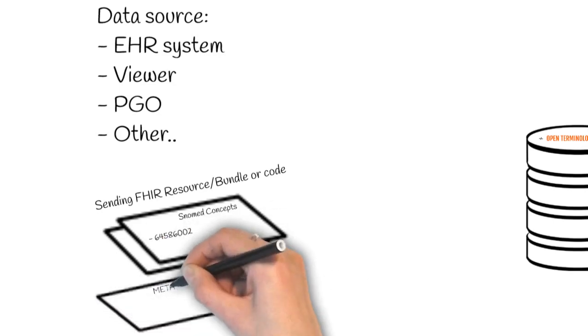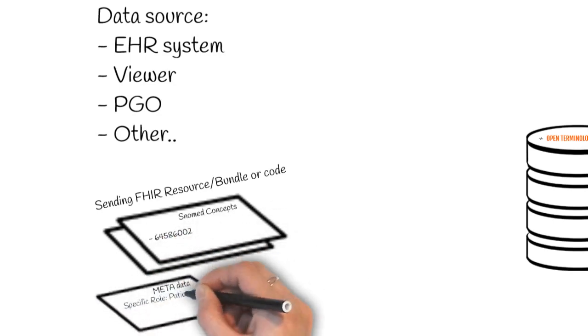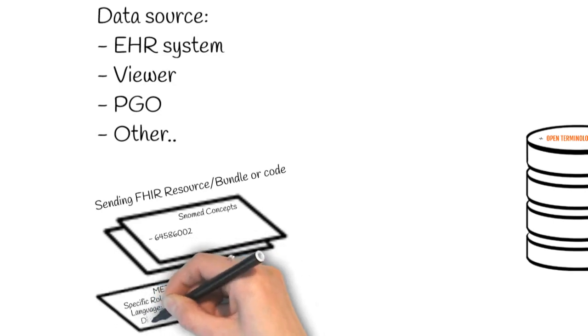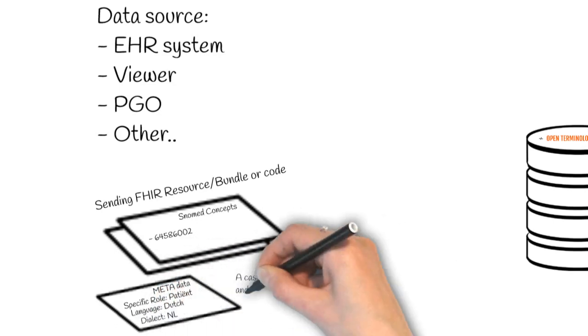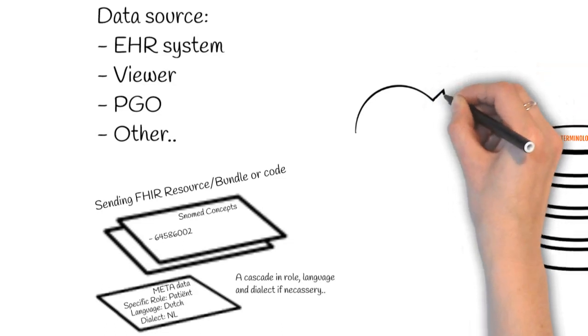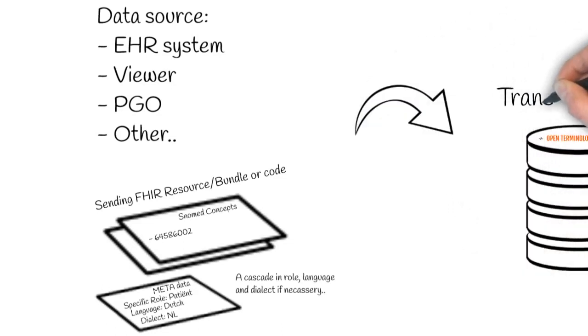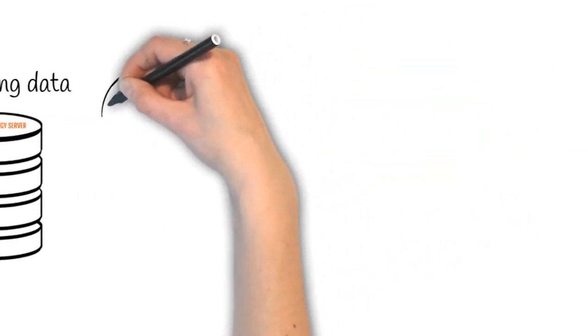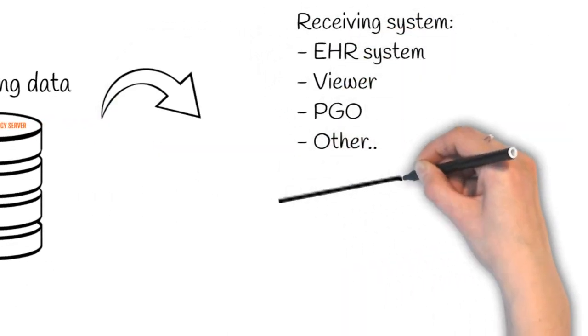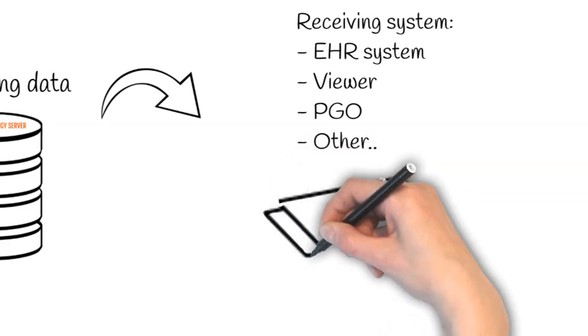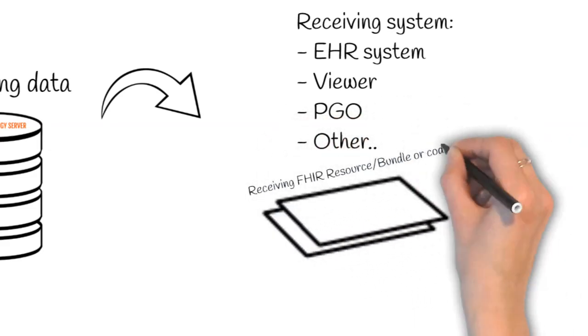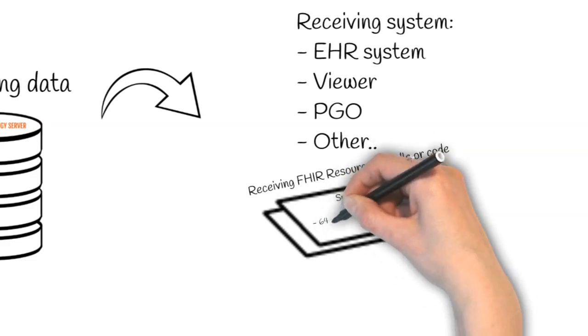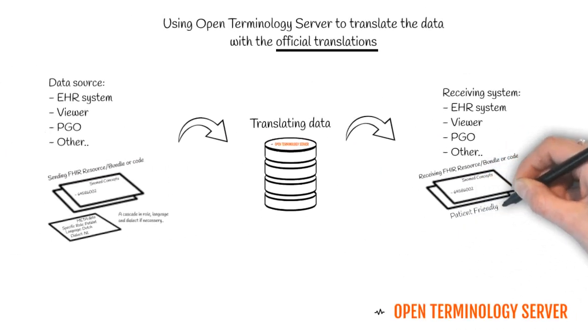Submit a FHIR resource, bundle, or code to the Open Terminology Server API. In addition, you send the desired role, language and dialect. A cascade for these 3 elements is possible. Open Terminology Server will return or complete the requested description of all available codes in the bundle in the correct role, language and dialect. In this case, the patient-friendly description is requested in Dutch. All languages are possible, provided there are official translations. If not, own translations can be added.